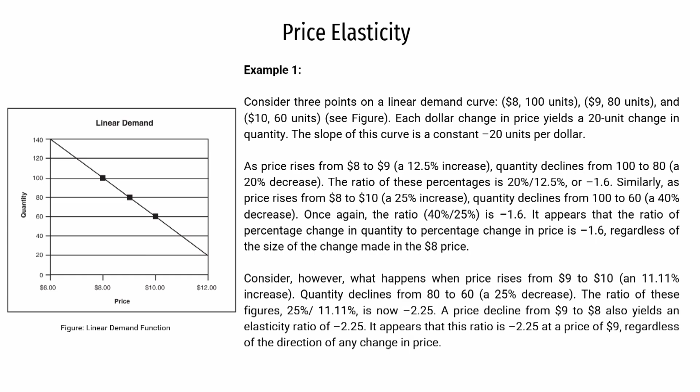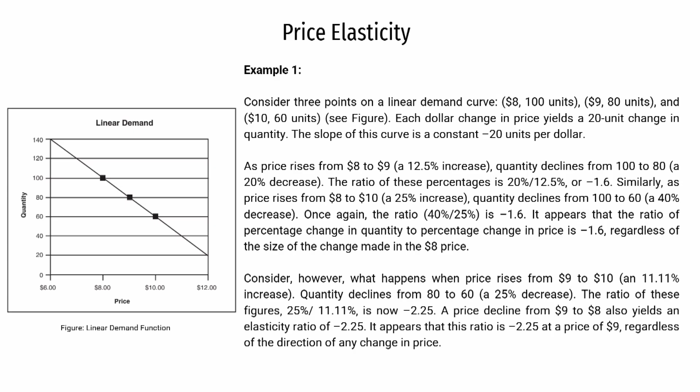Now, take another situation. What happens when the price rises from $9 to $10? What is the percentage change in price in this case? It is 1 divided by 9, that is 11.11%. Now look at the quantity, this one declines. So at $9 the quantity demanded was 80, at $10 the quantity demanded is 60. So 80 to 60, there is a 25% decrease in quantity demanded.